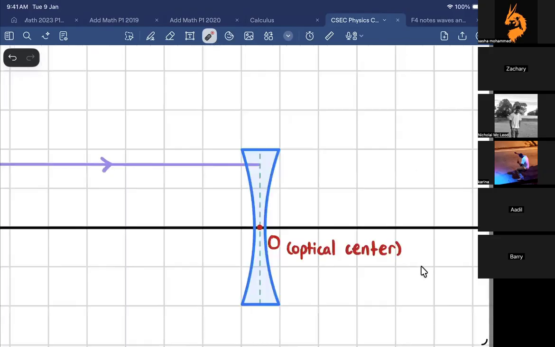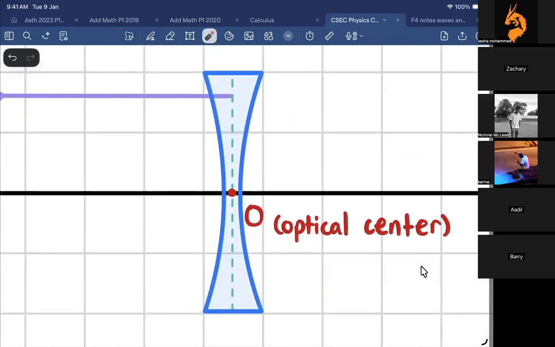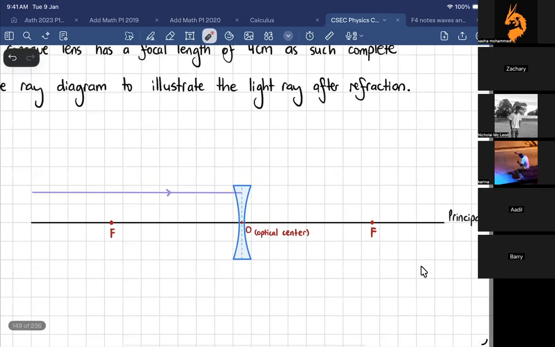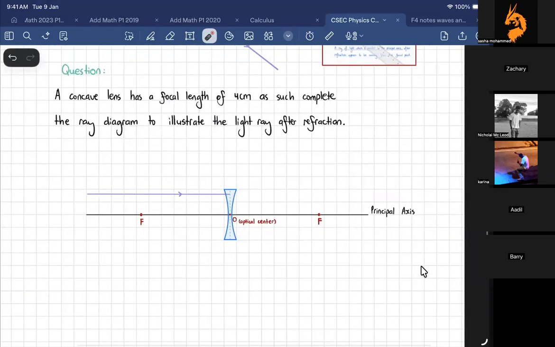All right, so Zachary, don't forget to draw your little dashed line like this. Yes, sir, I forgot to draw that. Yeah, that looks correct. So for the ray, touch that last line. Yep. All right.